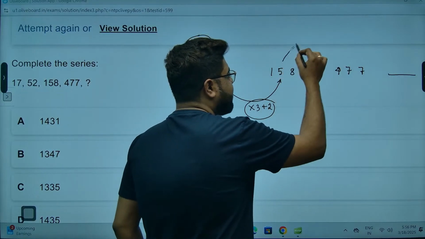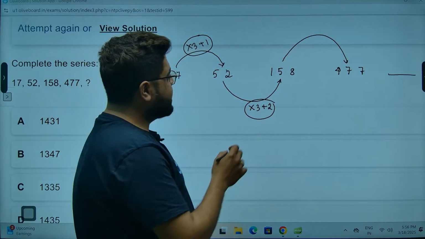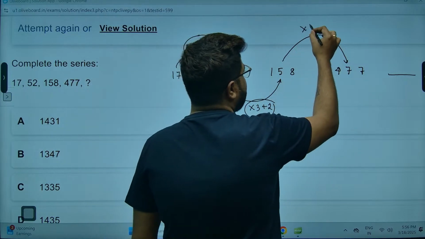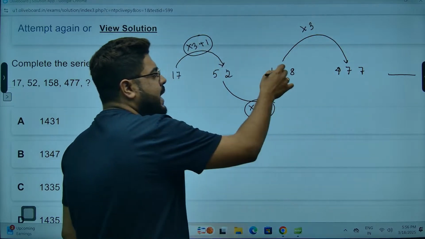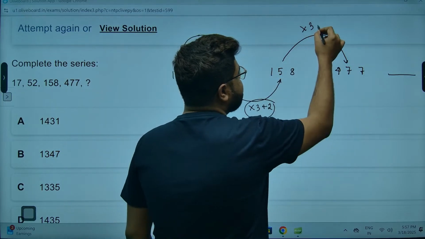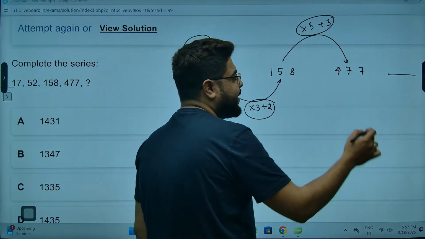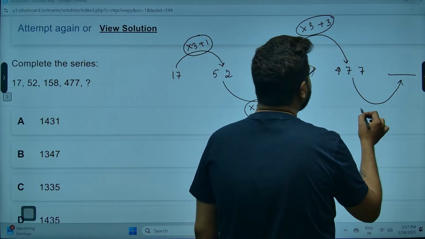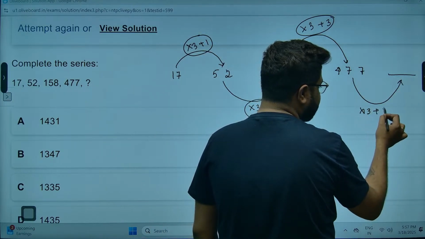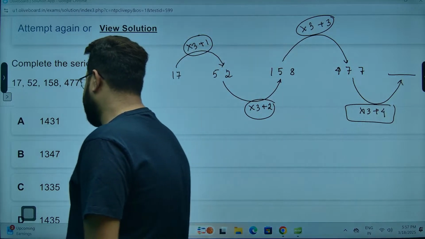Let's see now. My idea is saying, sir, into 3 plus 3 it should be. Sir, into 3 if I do, 3 15s are 450, 3 8s are 24, 474. That's plus 3, sir, absolutely. That means my intuition was correct. So according to the same rule, it will be, sir, into 3 plus 4. Now, again, let me say one thing.